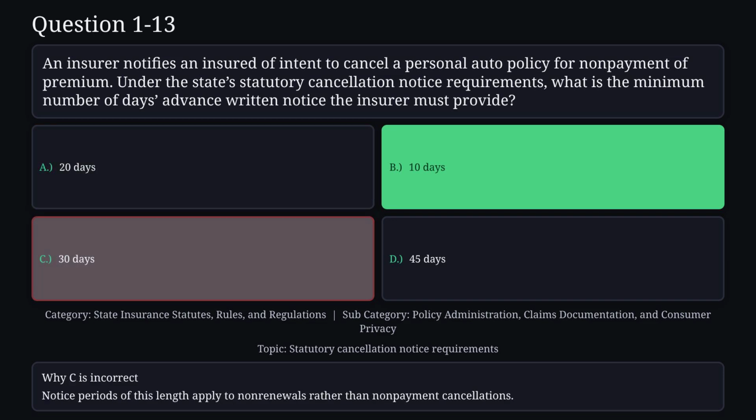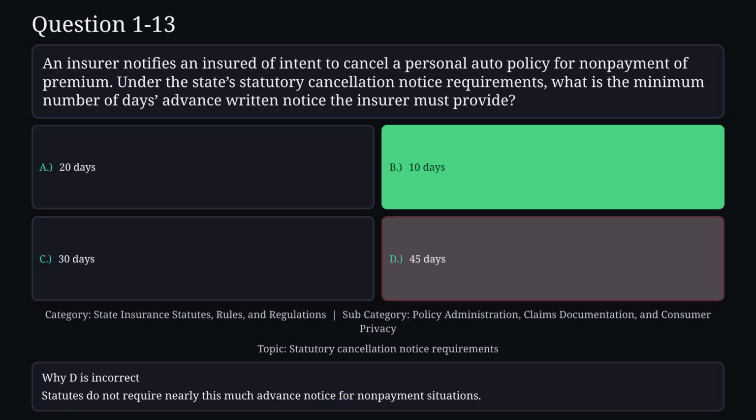Reason C is not correct. Notice periods of this length apply to non-renewals rather than non-payment cancellations. Reason D is not correct. Statutes do not require nearly this much advance notice for non-payment situations.